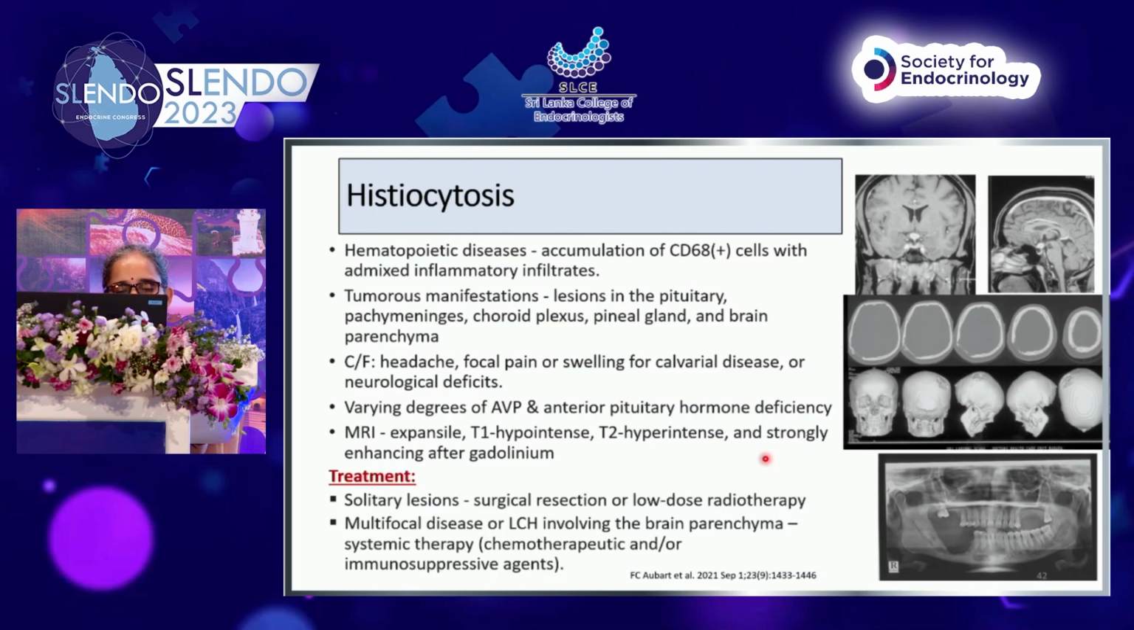This is histiocytosis, and when it is solitary, it is treated with surgical resection or low-dose radiotherapy. When it is multifocal, it needs systemic chemotherapy.